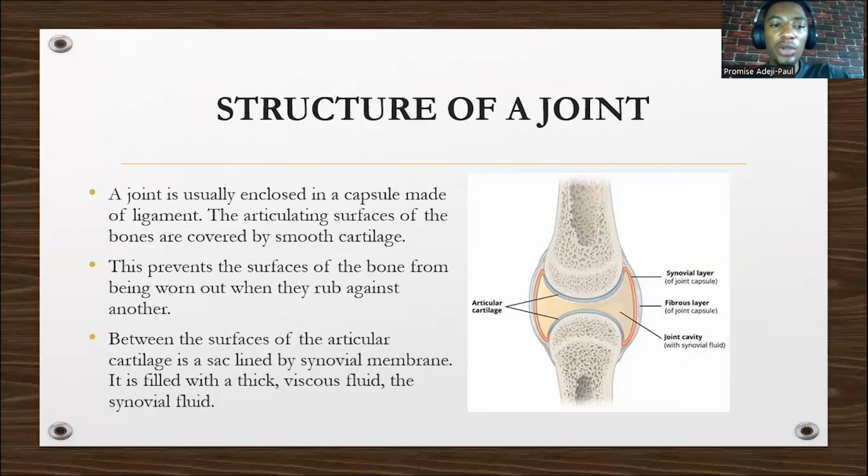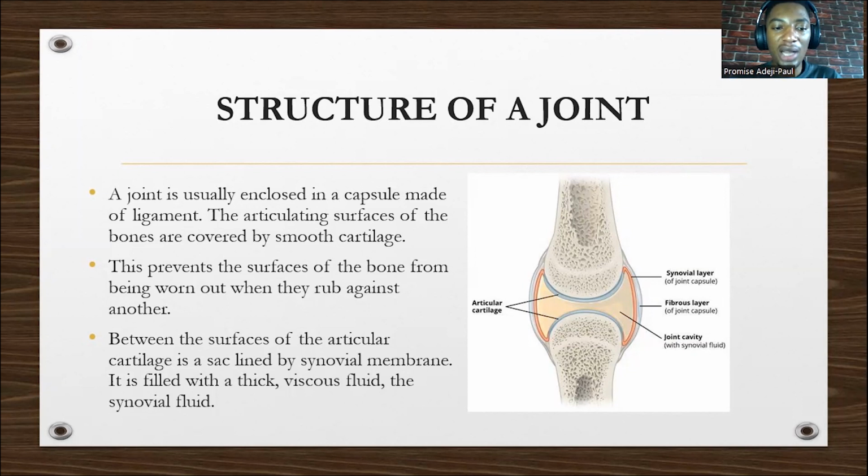So what's the structure of a joint? A joint usually includes a capsule that's made up of ligament. We remember what a ligament is. The articulating surfaces of the bones are covered by smooth cartilage. Which cartilage? Hyaline cartilage. We talked about this before. This prevents the surfaces of the bones from being worn out when they rub against each other. So when the bones rub against each other, they don't tear or wear off. That's the function of the cartilage.